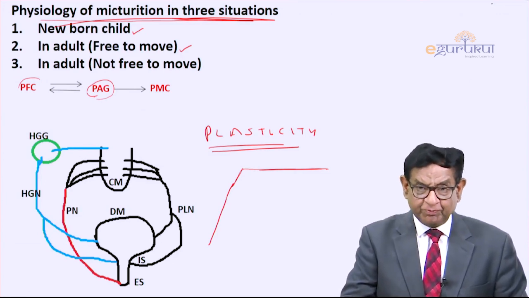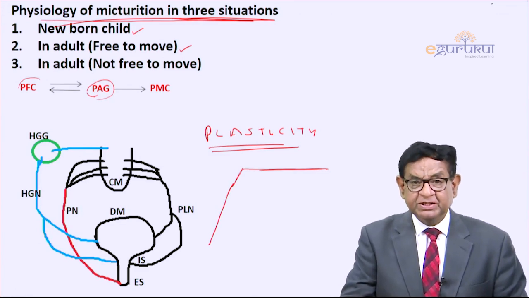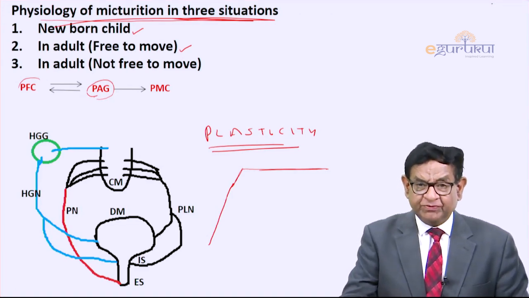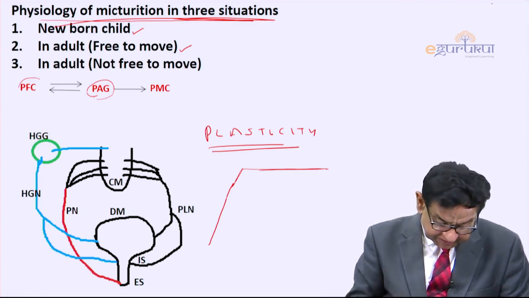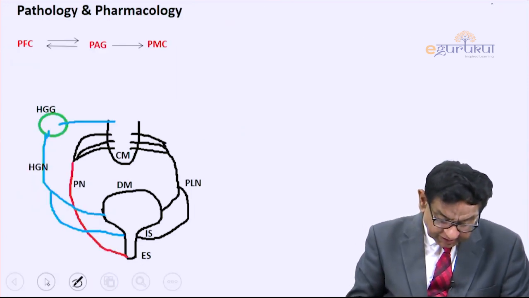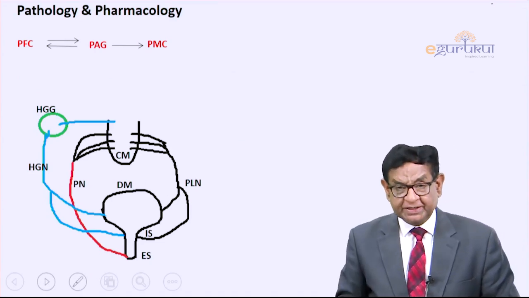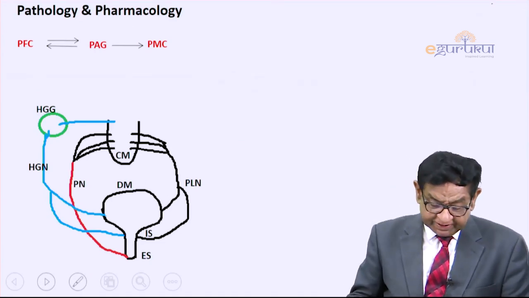That's the beautiful point about the detrusor. So I hope you understood the physiology of micturition in the 3 different clinical scenarios. Well, now we talk about pathology and pharmacology of the bladder.